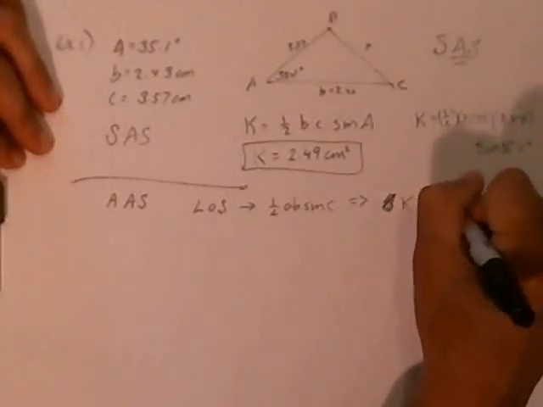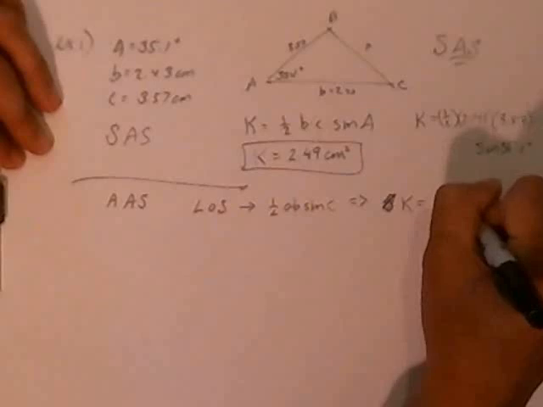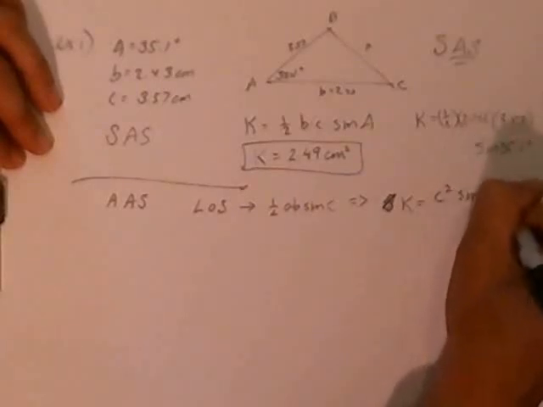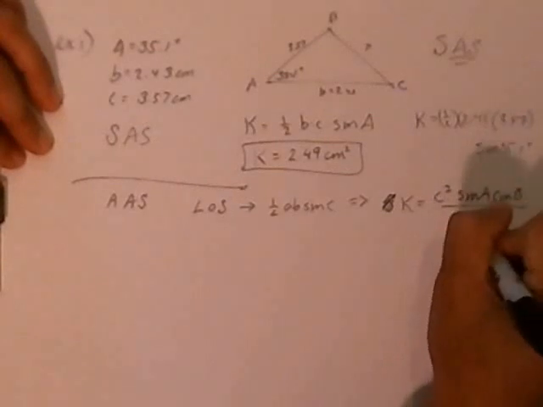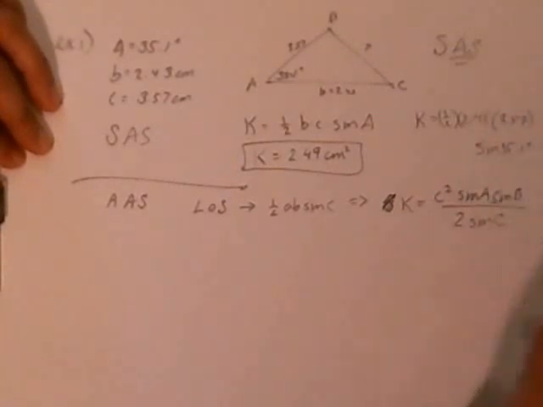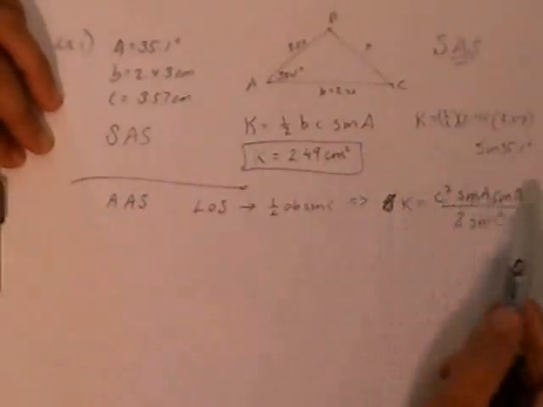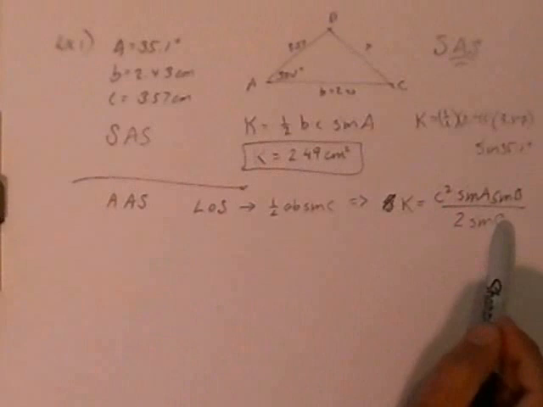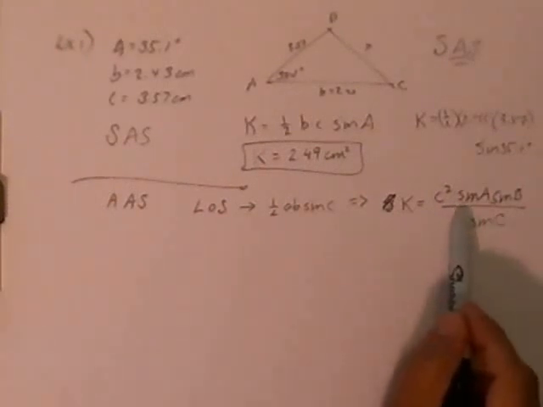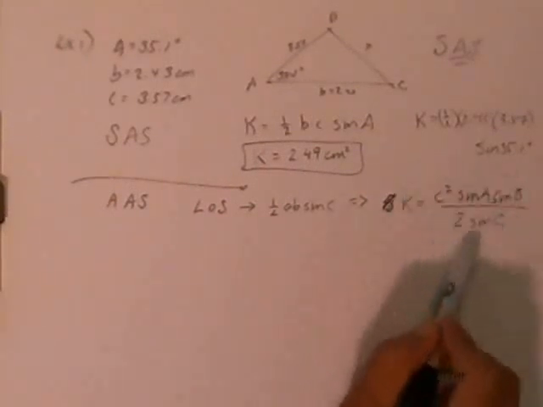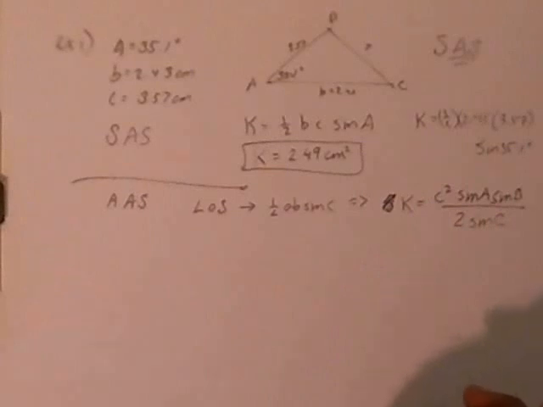using the law of sines. K is c squared times the sine of angle A times the sine of angle B over 2 times the sine of angle C. You can figure out, since they gave you two angles, the third angle relatively easily, and they give you the side, so it shouldn't be too difficult. Okay, I'm not going to do this example number 2 for you.